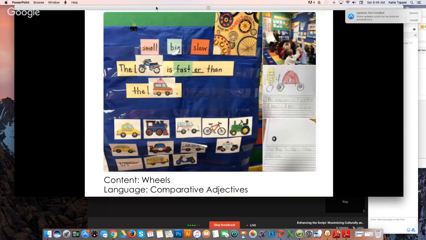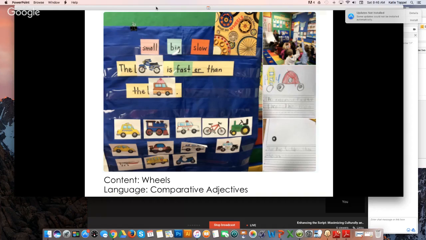This particular week was on wheels and machines, and so we did a lesson on comparative adjectives. So students had to put in two of the vehicles and then choose their adjective and make a sentence like the motorcycle is faster than the ice cream truck. So again, they had to talk in partnerships. They had to engage in this. We did some call and response with choices. Then they had to talk with partners, and then they had to write about it. So again, it didn't take away anything from the reading program.